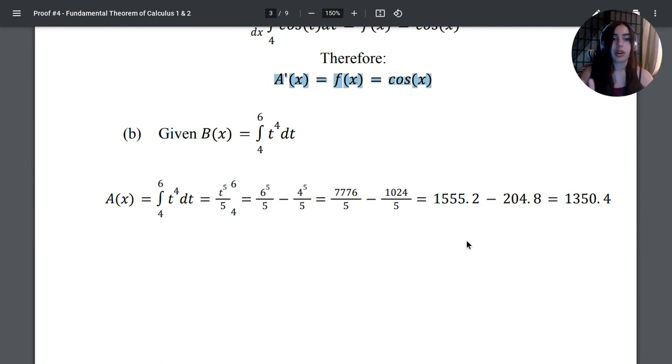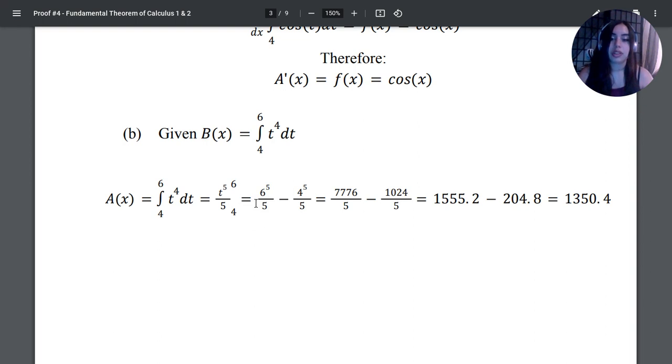Okay, now for our second example, we are given B of x is equal to the integral from 4 to 6 of t to the fourth power dt. We have our function, and there's a typo right there, but we have our function right here. And when we take the antiderivative, we are left with t to the fifth power over 5 from the bounds 4 to 6.